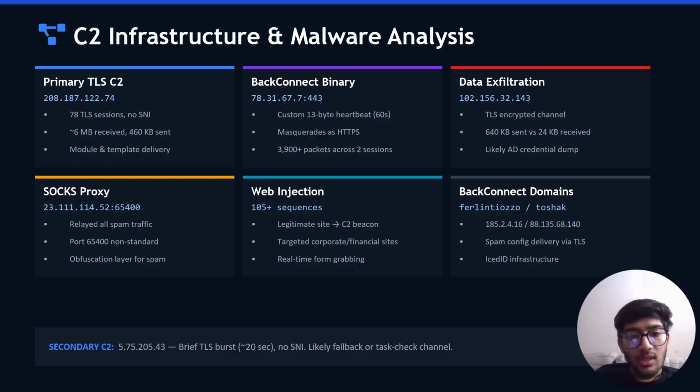The SOCKS proxy on a non-standard port was used to relay all spam traffic. Additionally, a web injection module was also produced, with 105 sequences, where visiting a legitimate site would trigger an immediate C2 beacon, targeting corporate and financial websites for real-world form grabbing. And finally, the BackConnect domains furlintiazo.com and toshak.com were also used for spam configuration and delivery.